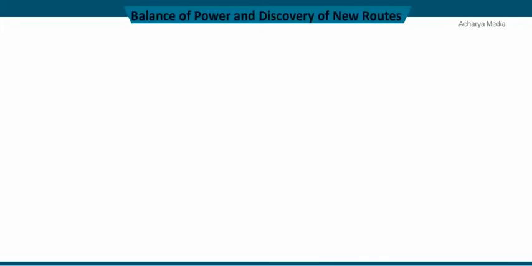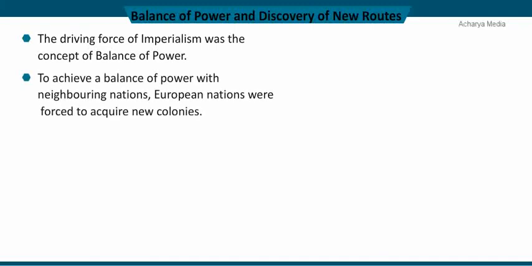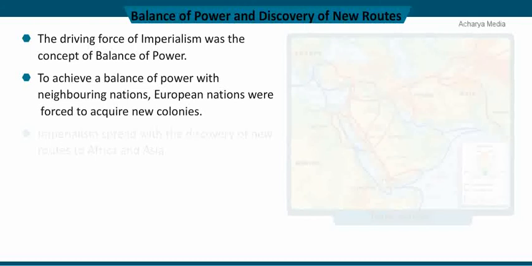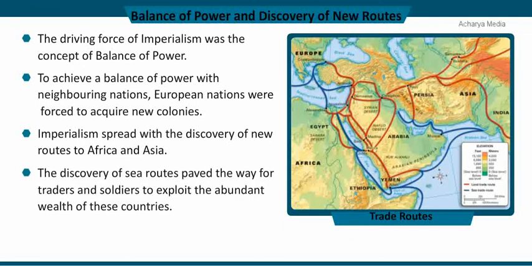Balance of power and discovery of new routes. The driving force of imperialism was the concept of balance of power. To achieve a balance of power with neighboring nations, European nations were forced to acquire new colonies. Imperialism spread with the discovery of new routes to Africa and Asia. The discovery of sea routes paved the way for traders and soldiers to exploit the abundant wealth of these countries.